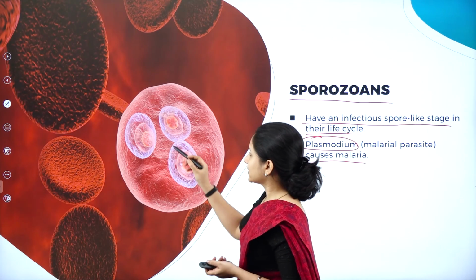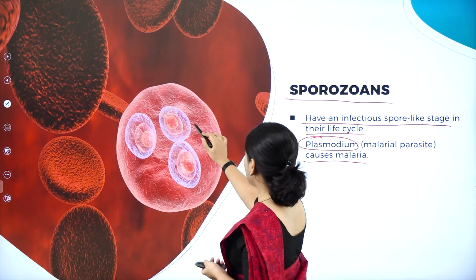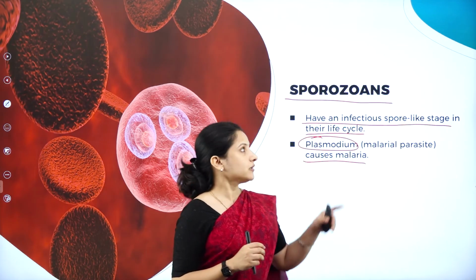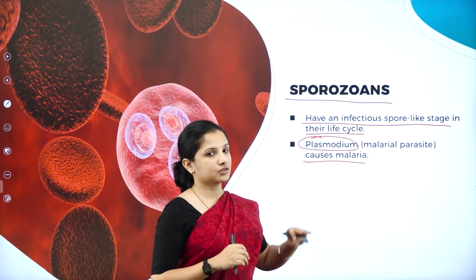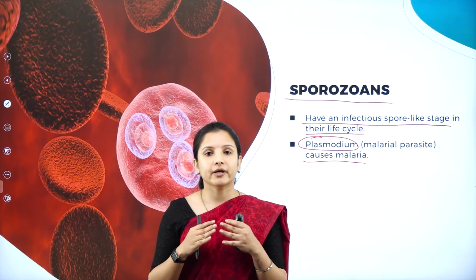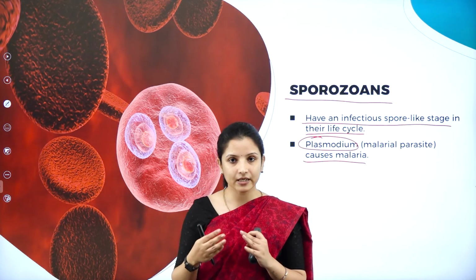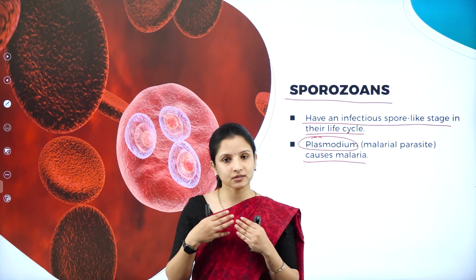So you can see here the malarial parasite, that is the Plasmodium, being present. This is about the malarial parasite, which is nothing but a sporozoan, and the best example is Plasmodium. So this was about the kingdom Protista. I hope you have understood the session well. We have studied the second kingdom of Whittaker's classification, that is Protista.